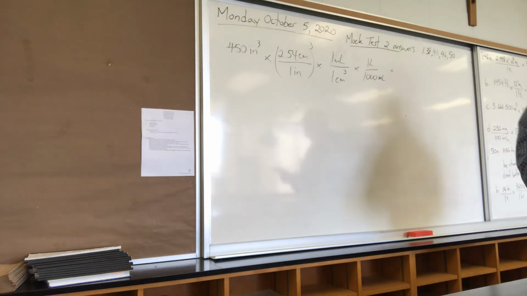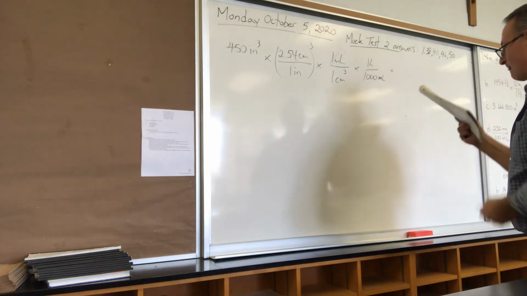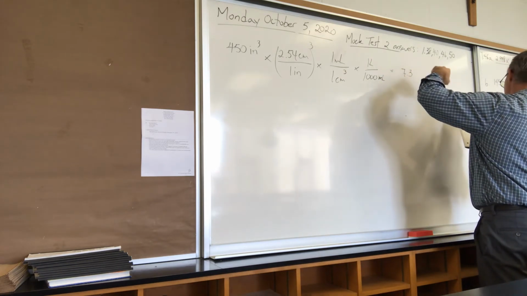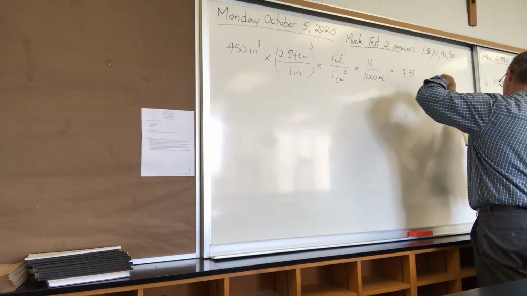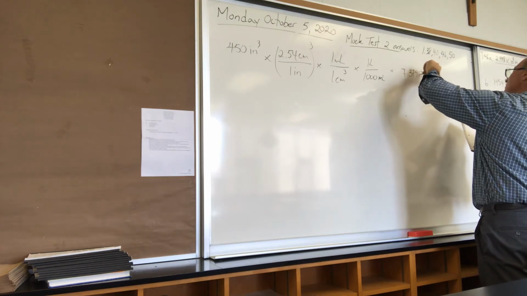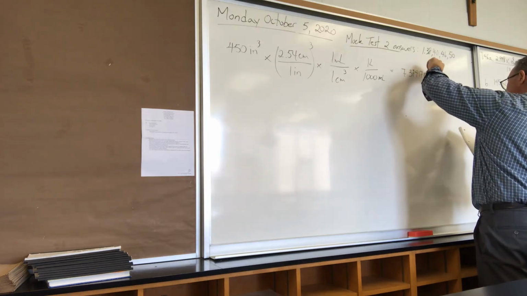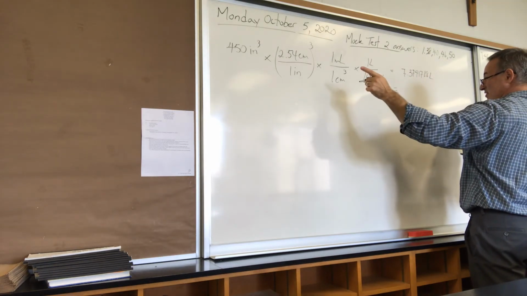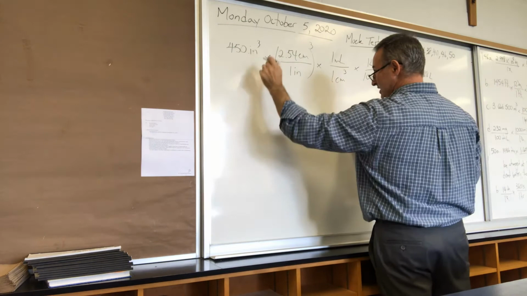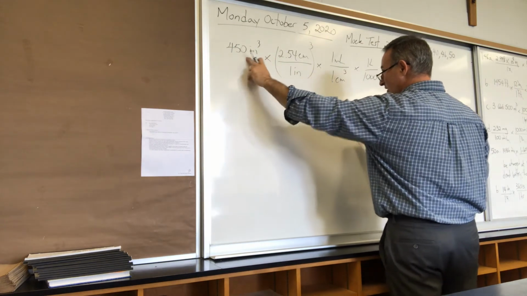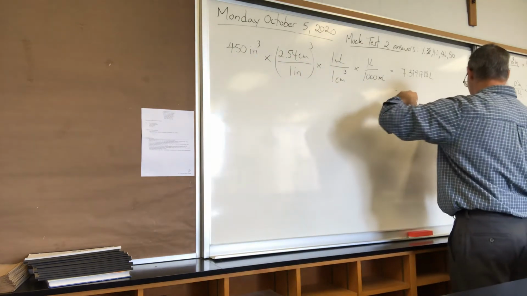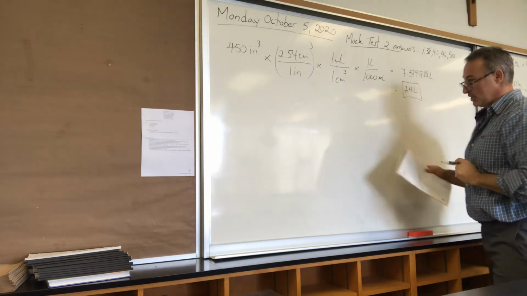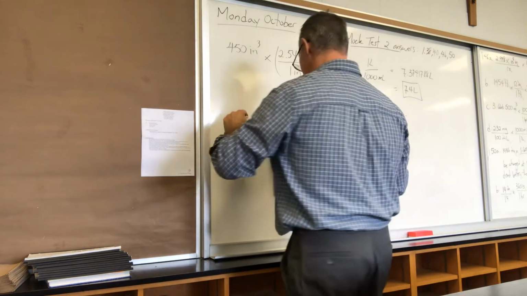What we get is 7.3741788 liters, and we're going to go to 2 sig figs because we start off with 450. That's only 2 sig figs. If they had put a decimal, it would have been 3 sig figs, but with the 0 there and no decimal, that's only 2 significant figures, so we're going to say 7.4 liters. That's a big engine.